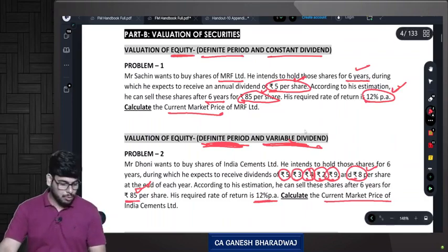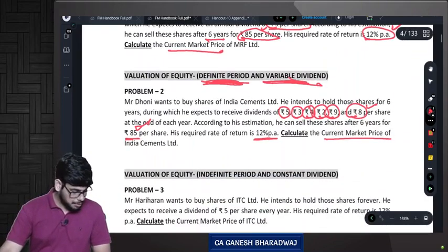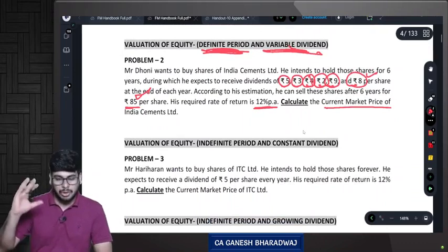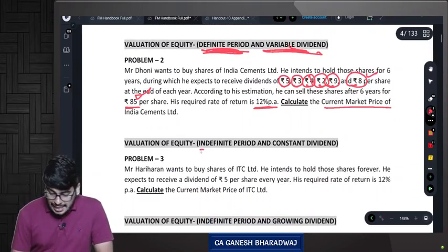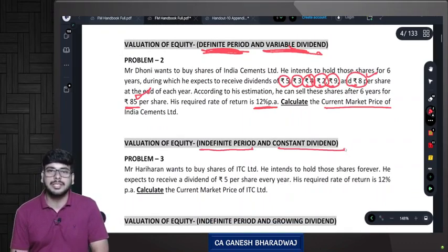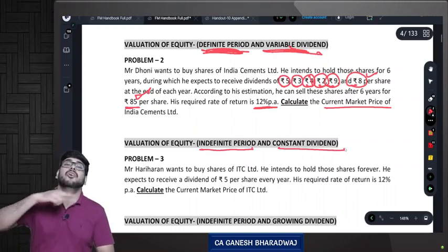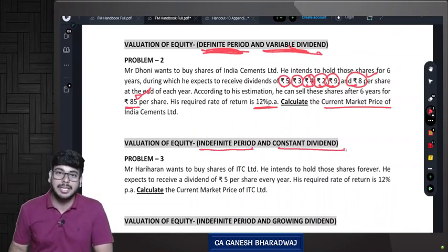Yes. So now let's move to question number 3. This is also valuation of equity shares. Indefinite period with a constant dividend. See, we are using all those time value of money techniques that we saw earlier.